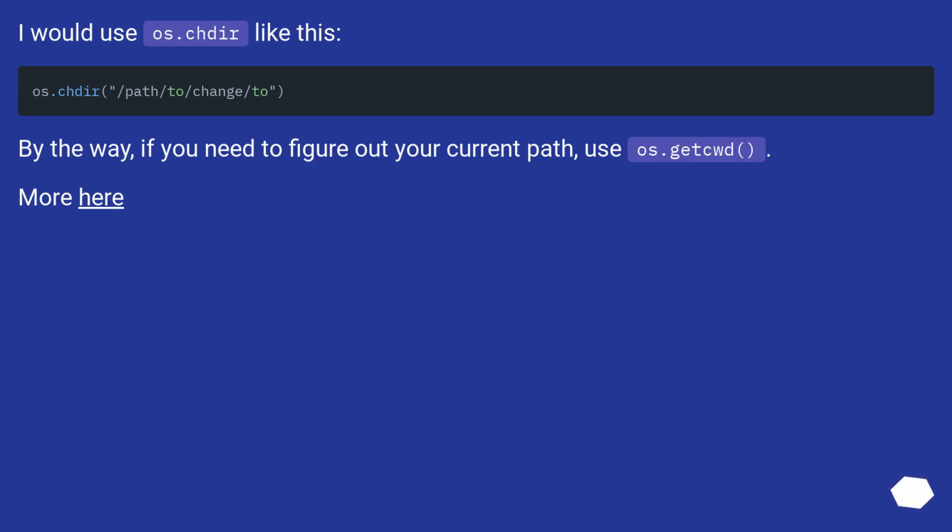I would use os.chdir like this. By the way, if you need to figure out your current path, use os.getcwd. More here.